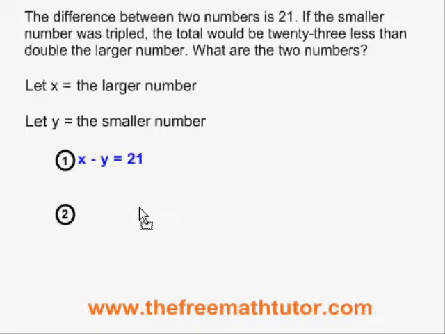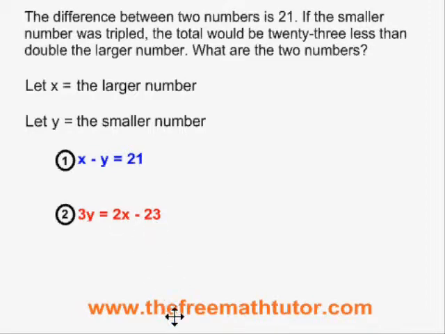The second equation is a little bit more complicated, but the second sentence in the problem tells us everything we need to build it. If the smaller number was tripled and the smaller number is y, that means we can express the smaller number as 3y. The total of the smaller number tripled would be 23 less than double the larger number. That means 3y is equal to 2x minus 23. Triple the smaller number is equal to double the larger number minus 23.